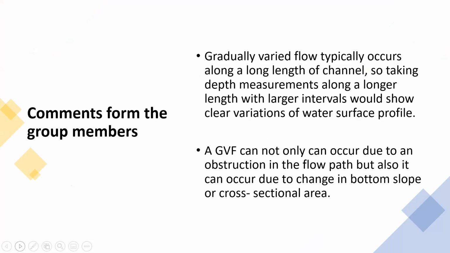After presenting the identification to the group members for evaluation, here are some of the important comments they made. Gradually varied flow typically occurs along a long length of channel, so taking depth measurements along a long length with large intervals would show clear variations of the water surface profile. A gradually varied flow can occur not only due to an obstruction in the flow path, but also due to a change in bottom slope or cross-sectional area.